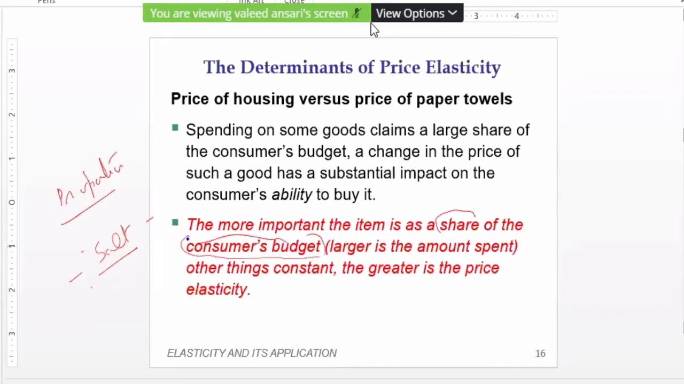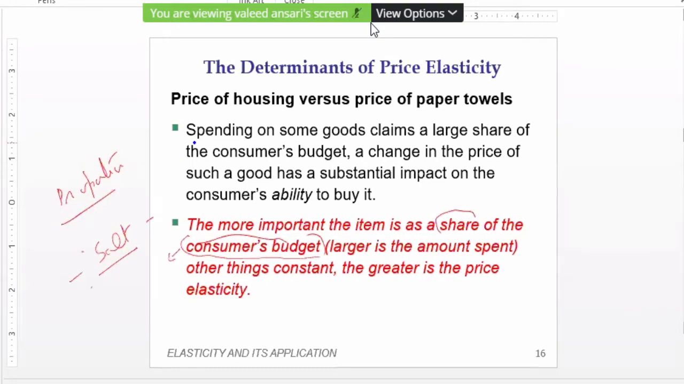So that is why we ask what is the importance of that product in the consumption basket of the consumer? How much is spent, how much is allocated? The greater the budget share of that product, the more elastic the demand will be, because that will lead the consumer to switch to some other product or change the consumption pattern.